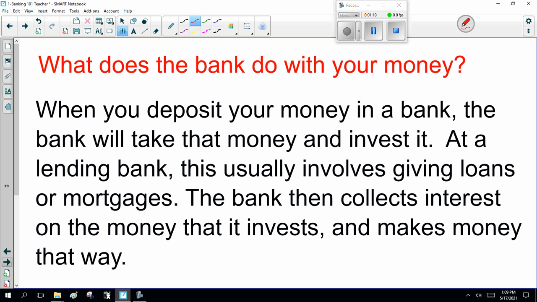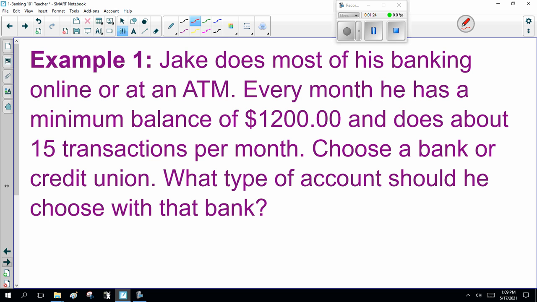So, as I mentioned, what does the bank do with your money? When you deposit your money in a bank, the bank will take that money and invest it. Lending, this usually involves giving loans or mortgages. The bank then collects interest on the money that it invests and makes money that way. Now, let's do a few examples here.